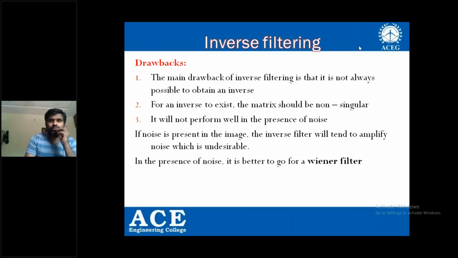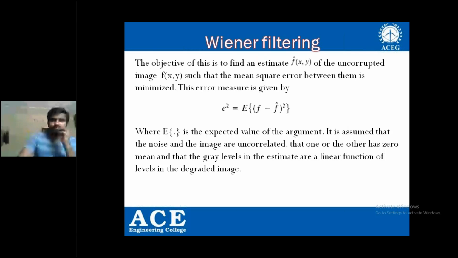Wiener filter. So how do you write the Wiener filter here? The objective of the Wiener filter is to find an estimate of the uncorrupted image f of x comma y. F cap of x comma y is the estimate, and f of x comma y is the original image, such that the mean square error between them is minimized. In the previous one we took least square, but here we are taking mean square.